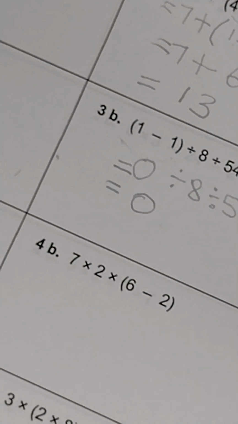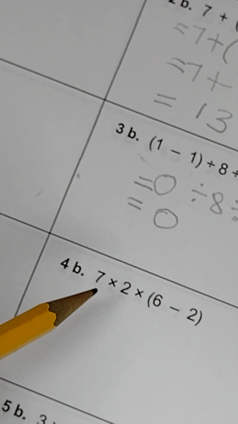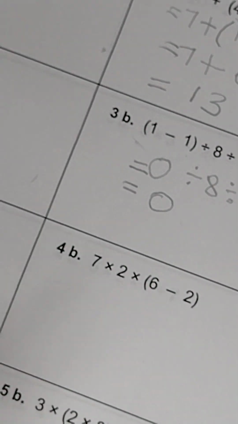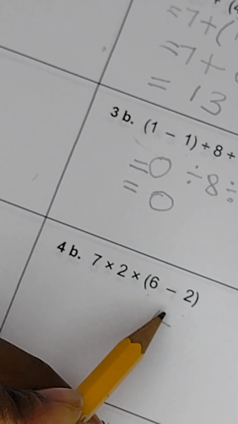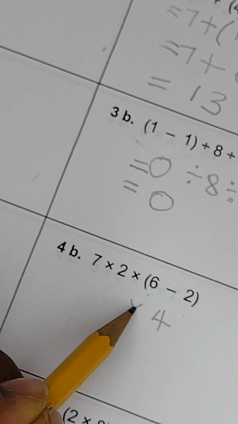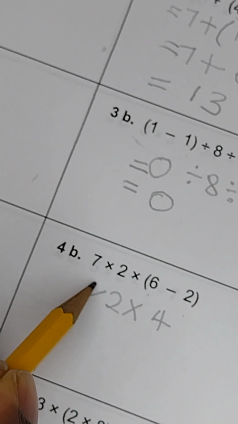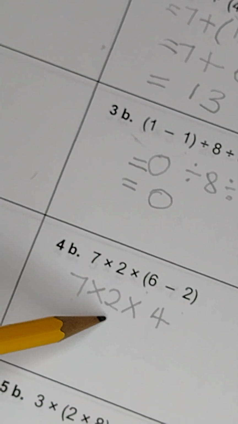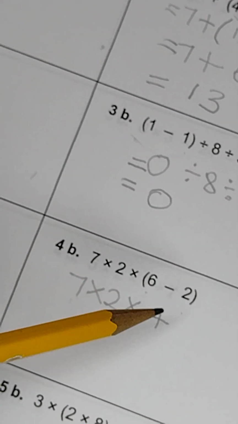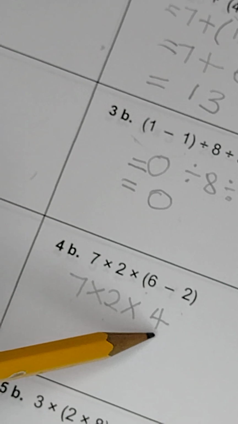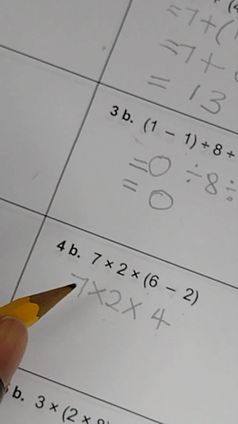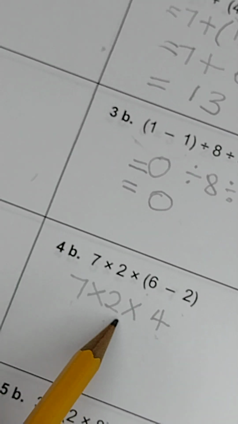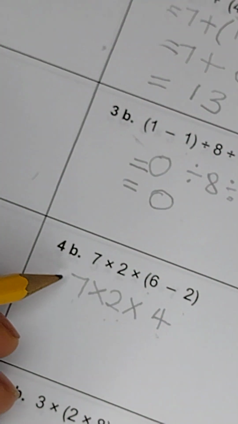Okay, so on to 4b. Now let's look at the bracket first. Again, always, if there's a bracket, just deal with that first. 6 minus 2, that is 4. Then you bring down the other signs and other numbers, everything else exactly as they were up there. And then now we can do 7 times 2, 14. And then 14 times 4, and you will get your 54. But you could also do 4 times 2, 8. Okay, now I'm mixing things up.